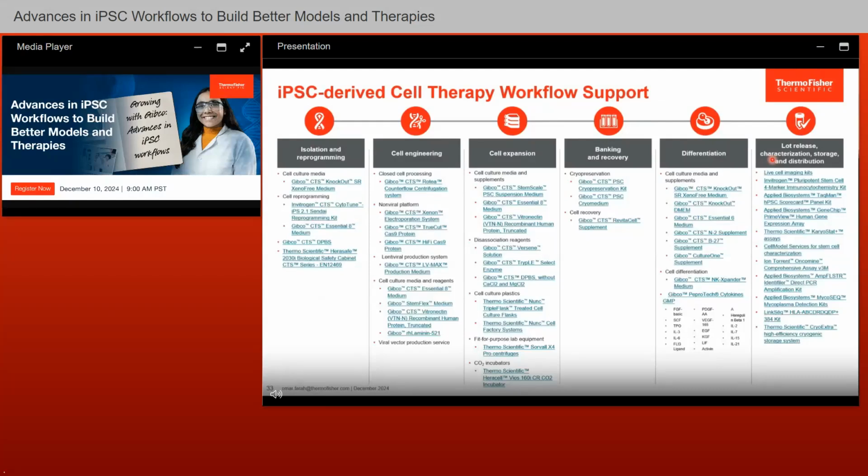But this is also true throughout the entirety of the stem cell workflow, whether that be from somatic cell isolation and reprogramming to cell engineering and expansion before eventually differentiation and downstream steps. All of these particular workflow steps need really a stringent consideration on what materials, reagents are being used that are amenable for those clinical or therapeutic applications.